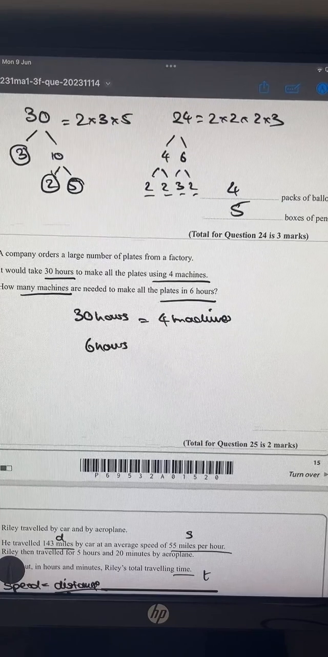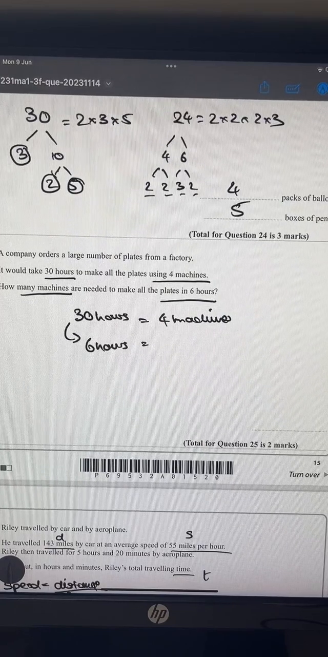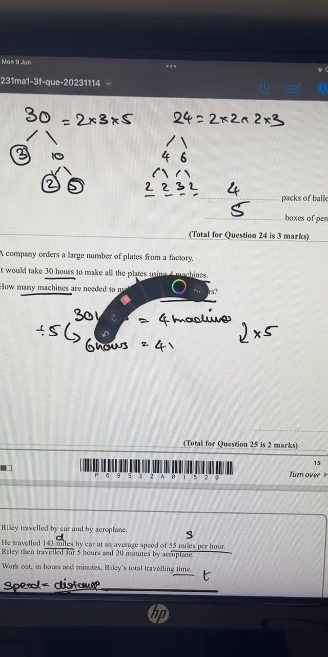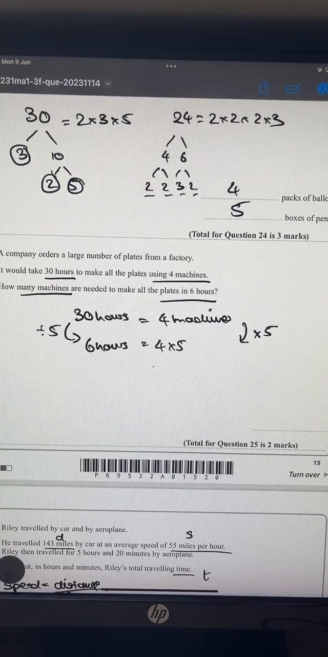So this means I need to make it dividing the time by 5. So if I'm trying to do it 5 times as fast, I'm going to need 5 times as many machines. So this is an indirect, as one increases, the other decreases, right? So if I need to decrease the time, I need to increase the machines by the same proportion. So I multiply this by 5. So 4 times 5 machines, right? That's going to be equal to 20 machines.